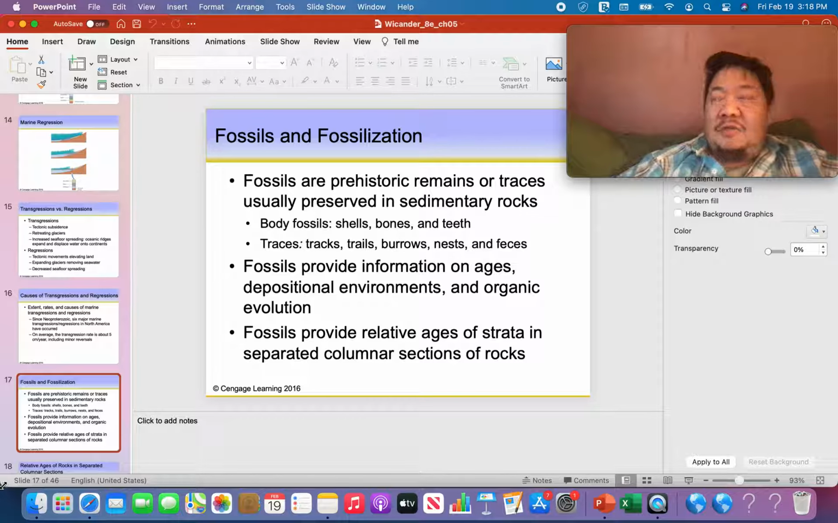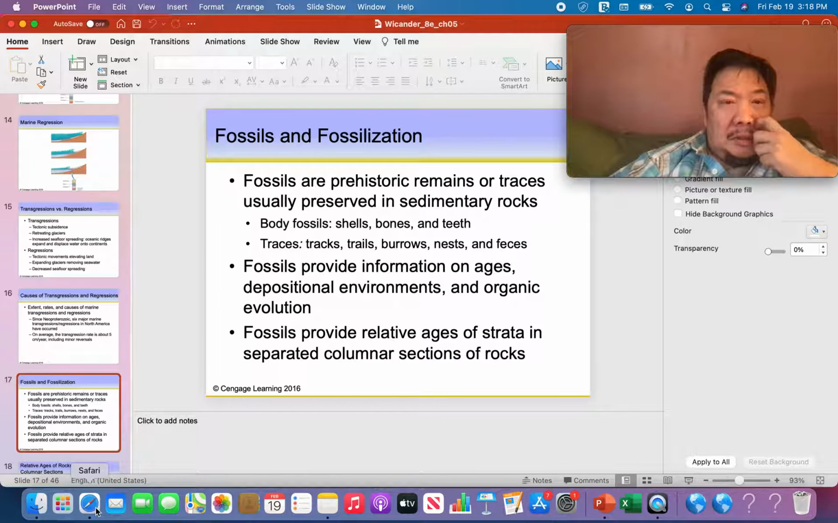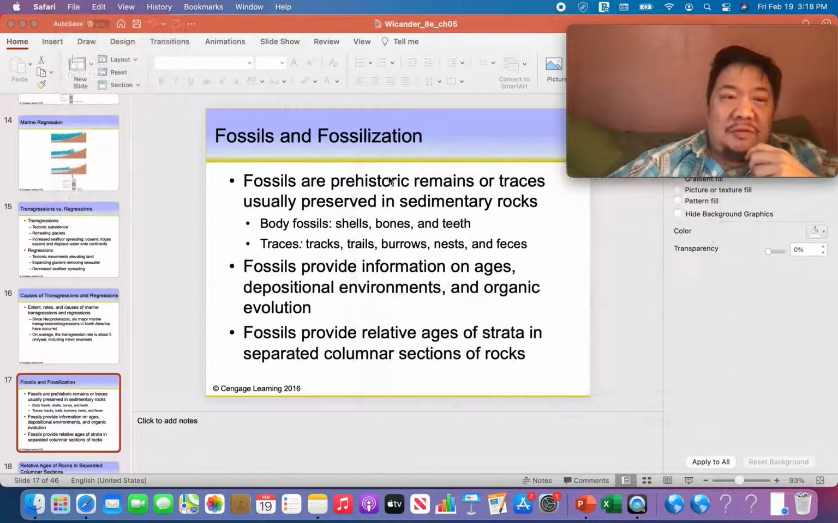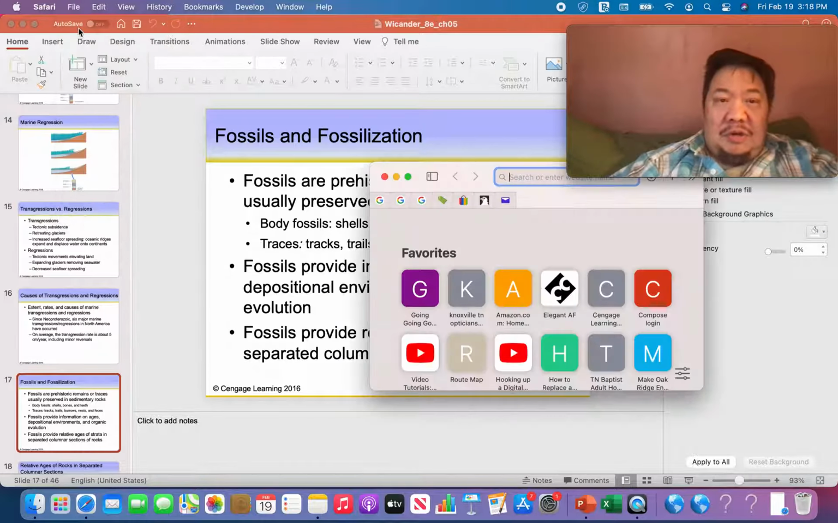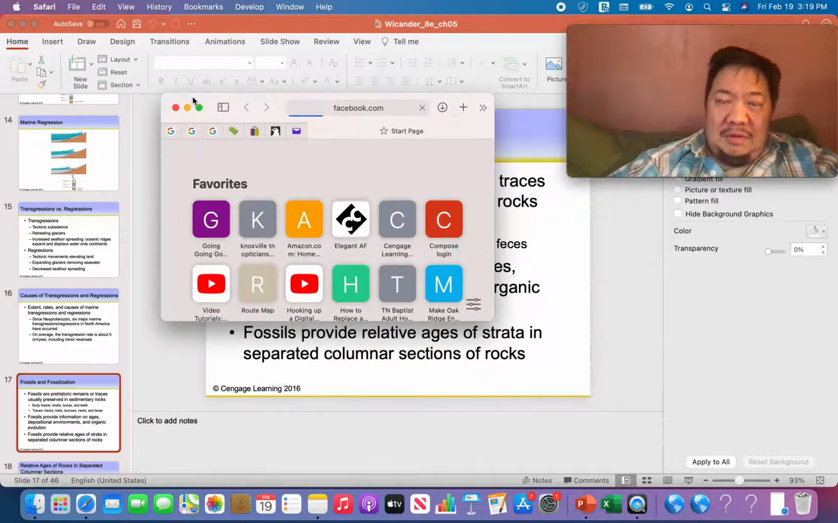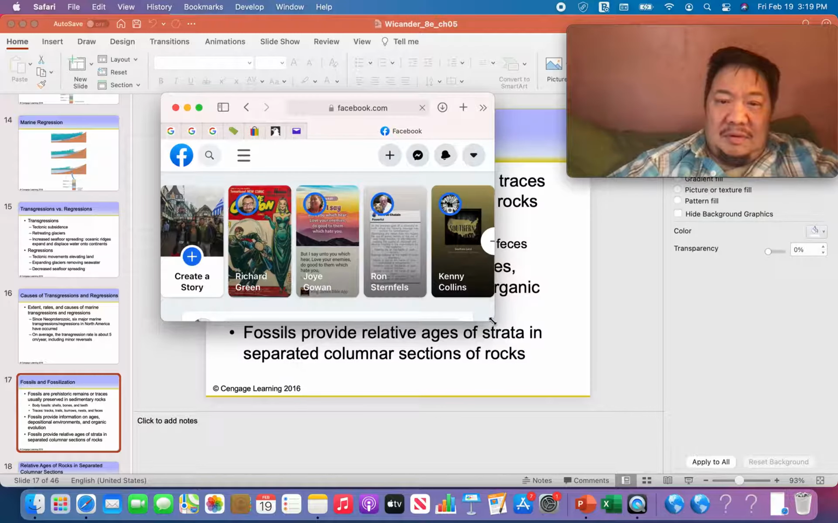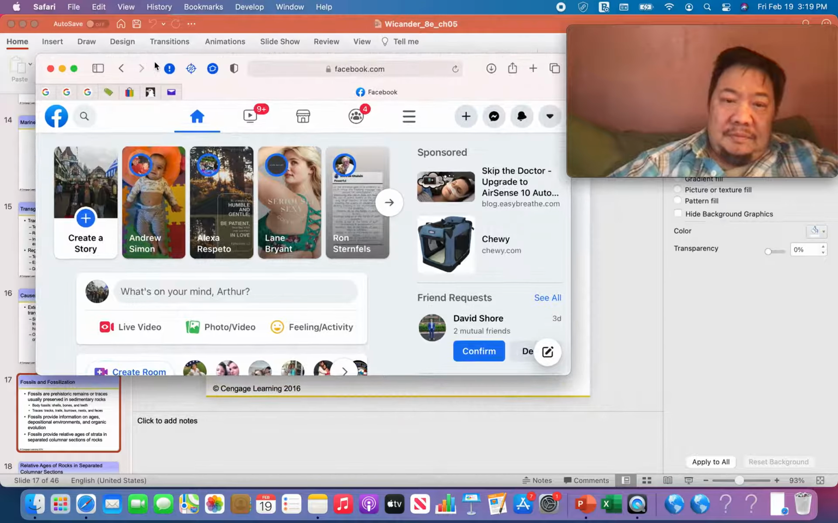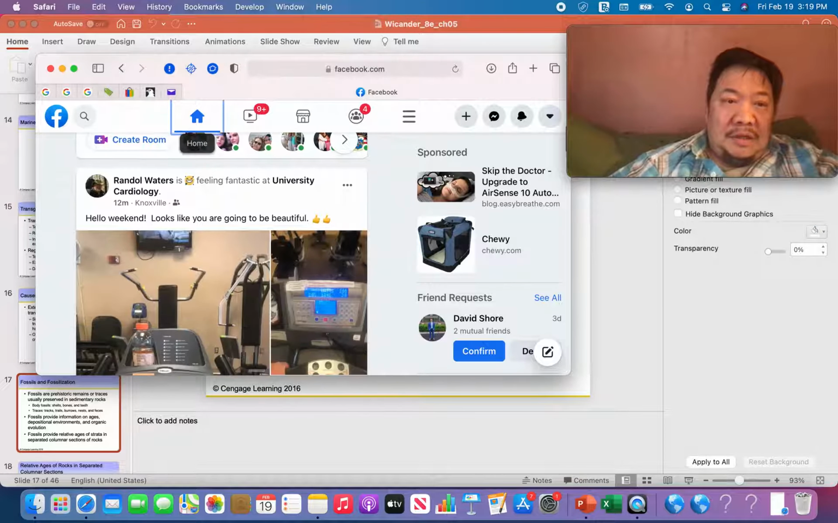Let's talk a bit about fossils and fossilization. I love looking for fossils. A lot of my spare time, I like to go look at fossils. Let me show you. I go fossil hunting a lot. Let's see here.